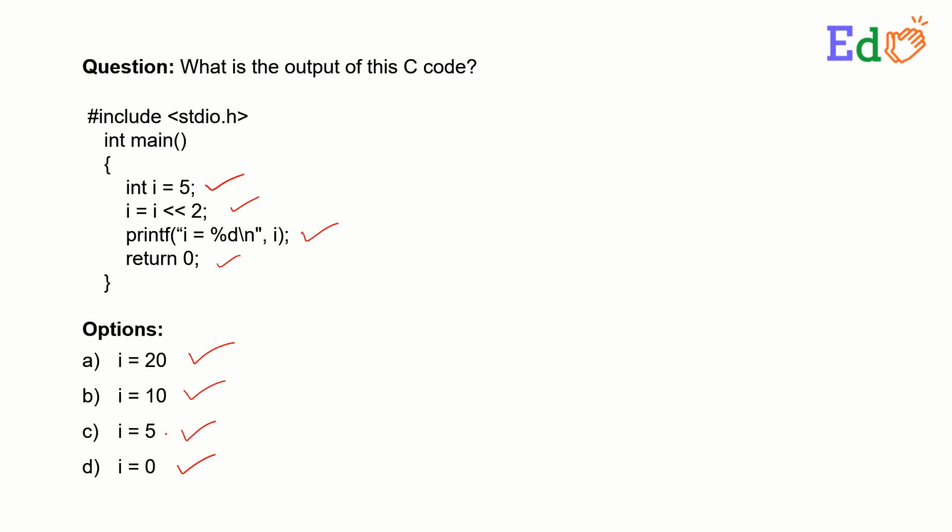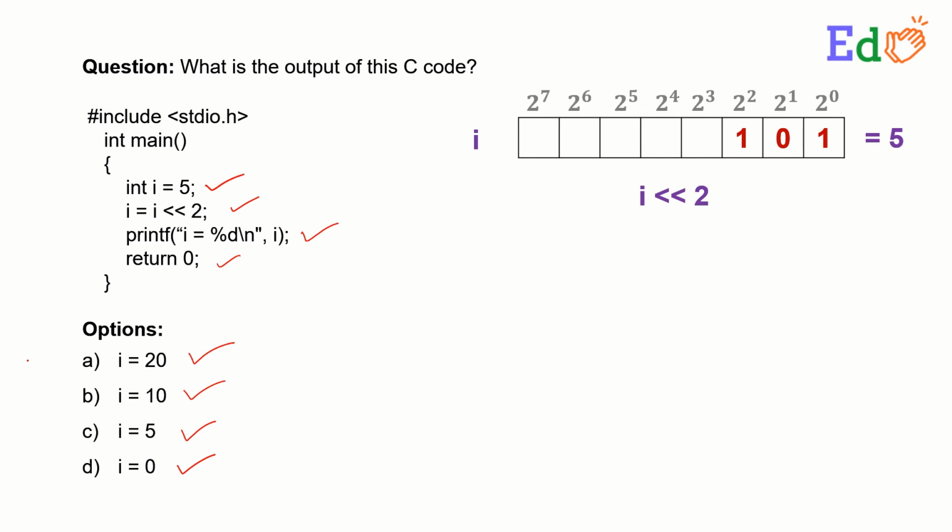To answer this question, first we have to convert this number, that is i equal to 5, into the binary form. Once we convert it into binary form, it comes to 101. So it is the binary form of 5. Now the next line is i left shift 2. Left shift means it is a bitwise operator.